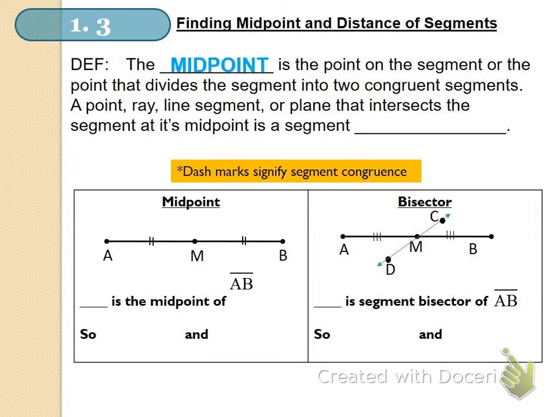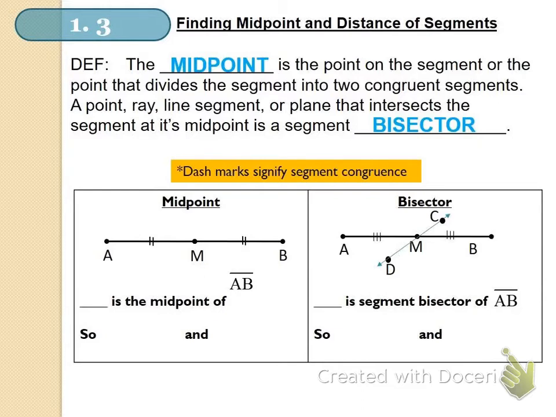What is a midpoint? Well, a midpoint is a point on the segment that divides the segment into two congruent segments, right? So it sits in the middle. Midpoint, middle point, right? So it'll create two congruent segments. It'll break one segment up into two congruent segments. We could do that also with other figures, ray, line segment, or plane. And when we do that, when we cut a segment in half with one of these other figures, we call it a segment bisector. Okay?